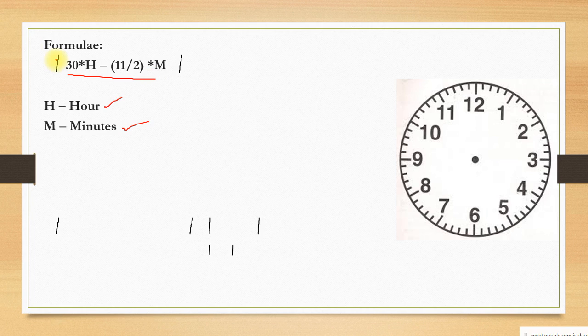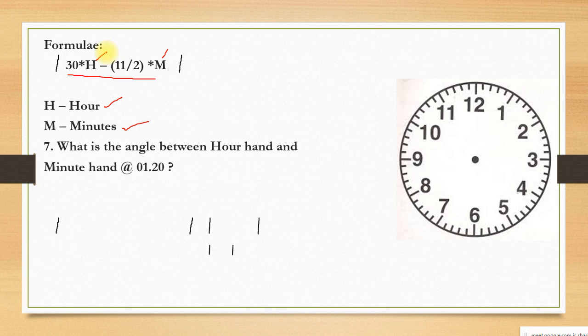As I told you earlier, at the end of my presentation there is an important note on when to use the formula and when to use the concept, because it is very important. So don't skip anything, you watch fully. Okay, so see here, 30 star H minus 11 by 2 star M, where M stands for minutes and H stands for hour. Let us take an example.